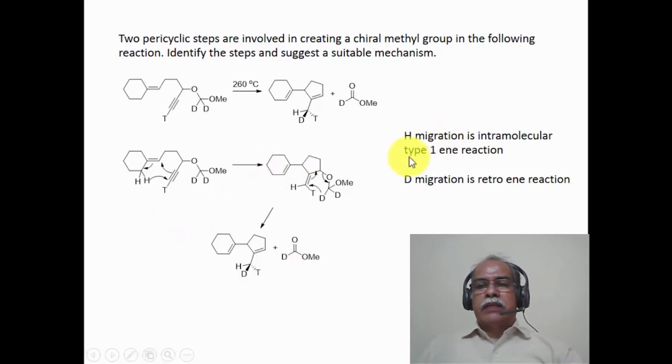The hydrogen migration is an intramolecular type 1 ene reaction. The deuterium migration is a retro-ene reaction. I hope you got the retro-ene properly in this particular instance. This is the forward direction. In the reverse direction, you can imagine this to be an ene reaction between methyl formate, deuterated methyl formate, and this particular ene component, which is having an allylic deuterium in this position, like this.